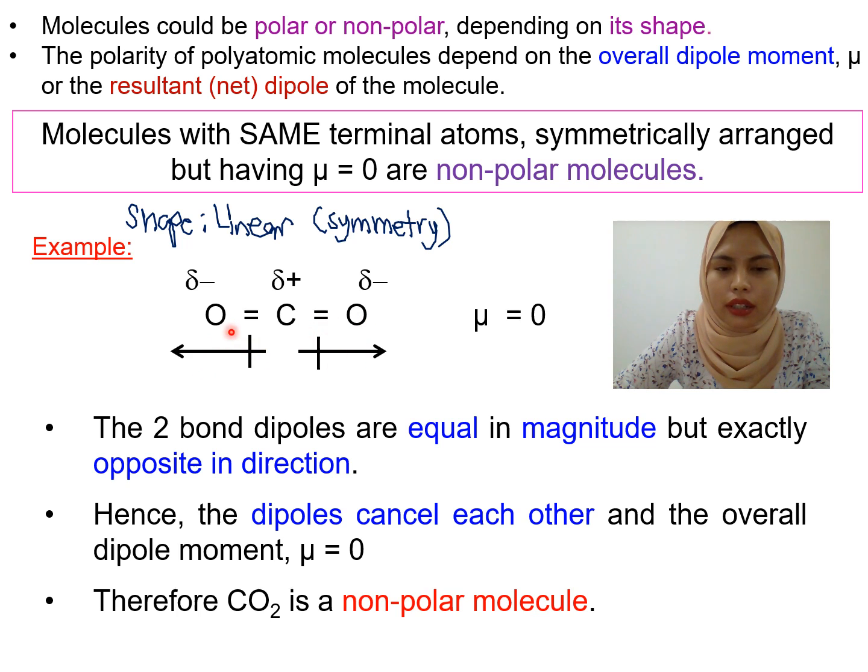So when the bond dipoles cancel out each other, therefore the overall dipole moment is absent. Since the bond dipoles can cancel out each other, that's why the overall dipole moment equals 0. This molecule has no net dipole moment at all. So when this molecule has no dipole moment, its dipole moment equals 0. Therefore, CO2 is a non-polar molecule.